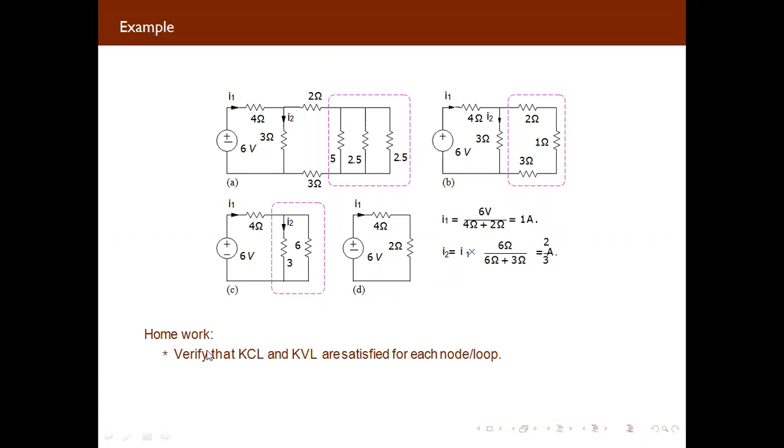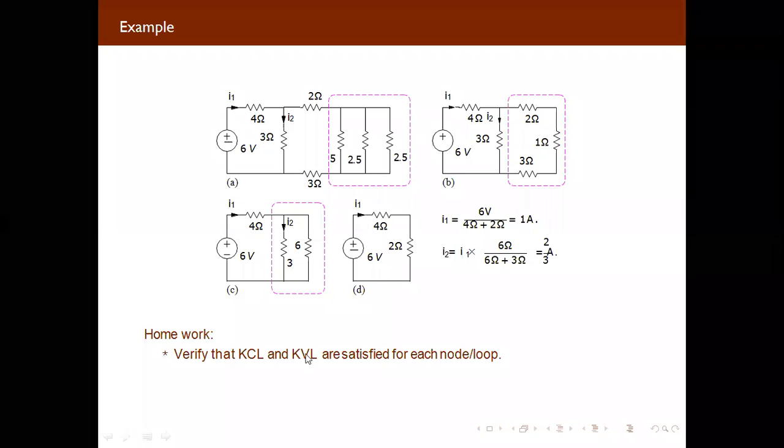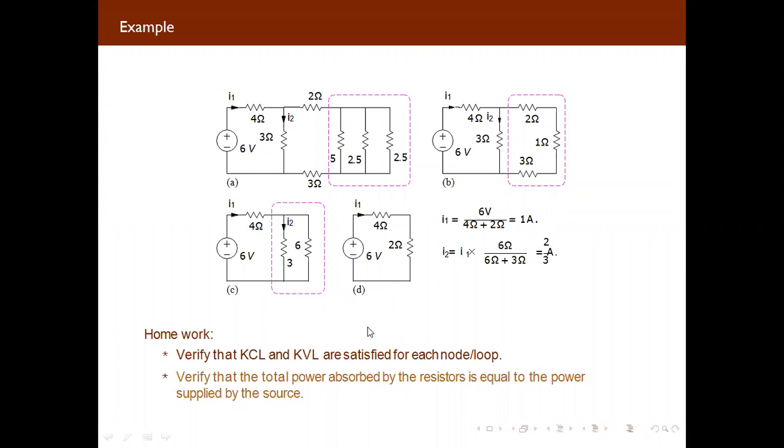Now your homework is to verify that KCL and KVL are satisfied for each node and each loop. You are supposed to check KCL for each node, like for this node, for this node, for this node, for this node. You are supposed to verify whether KCL is satisfied or not, and you are supposed to use KVL also. Verify that the total power absorbed by the resistors will be equal to the power given by the supplied source. You are supposed to verify that power also.